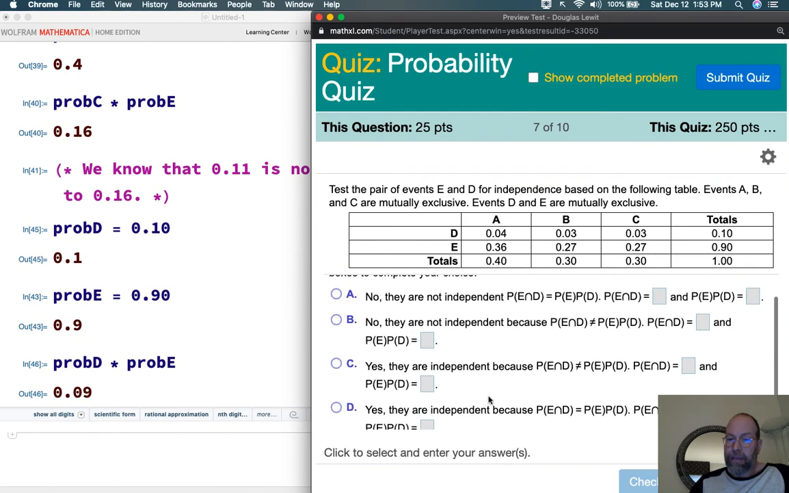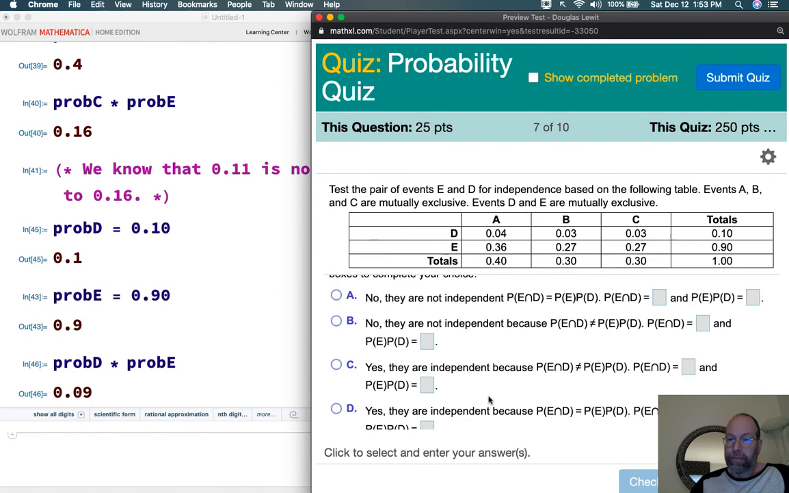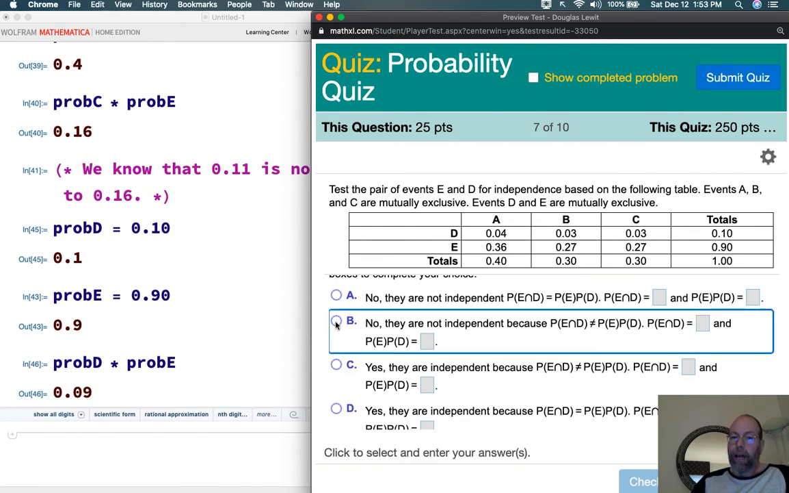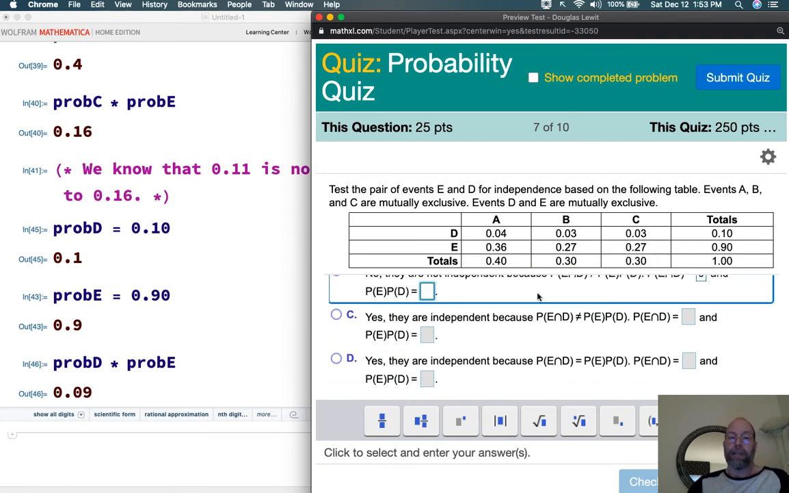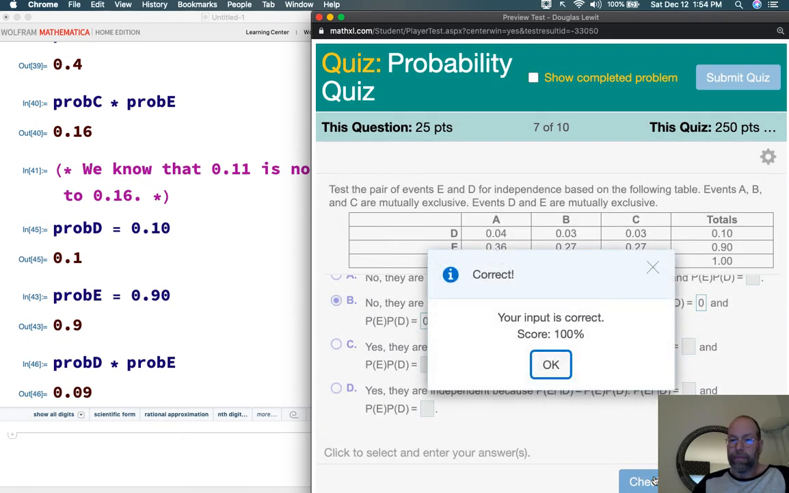Let me see. Option B: no, they are not independent because the probability of E and D is not equal to the probability of E times the probability of D. The probability of E and D is equal to 0, and the probability of E times the probability of D is equal to 0.09. Your input is correct, score 100%.